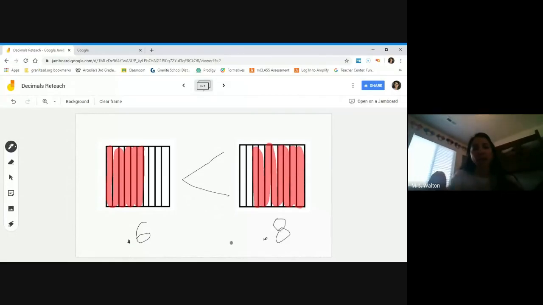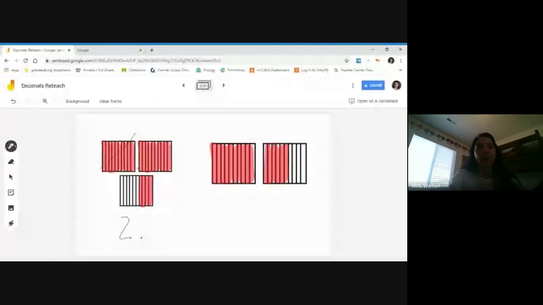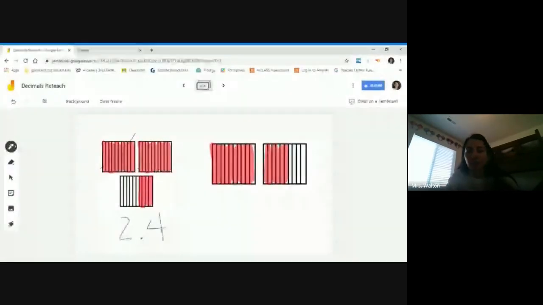Okay, so let's look at this one. So a little bit different because we have a mixed number. So I see 1, 2 wholes. So I have 2 here, 2 and 1, 2, 3, 4/10. 2 and 4/10. So we got that one as well. And we're looking here, 2 and 4/10. And then this is 1 and 1, 2, 3, 4, 5, 6/10.